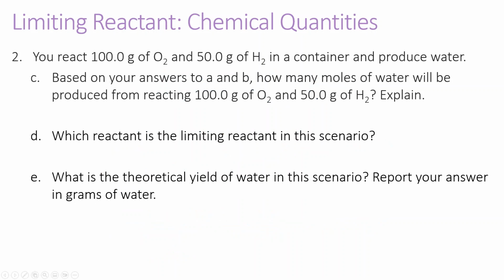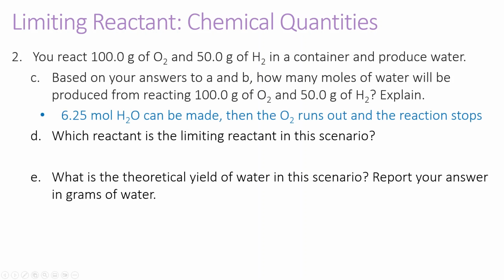So based on our answers, how many moles are we going to make? So if we start with that 100 grams of O2 and that 50 grams of H2, we can only make about 6¼ moles of water. Then we run out of O2 and the reaction stops. So the limiting reactant in this scenario is going to be oxygen.